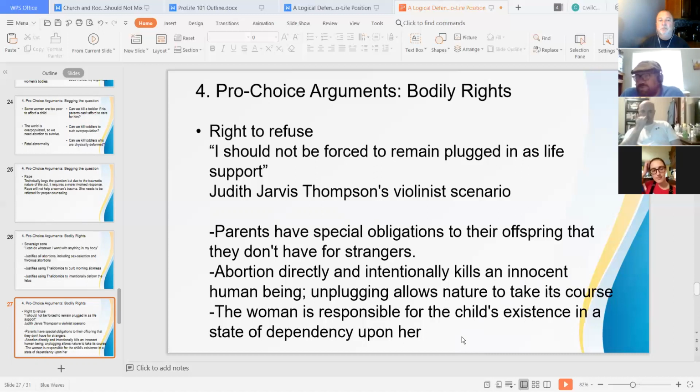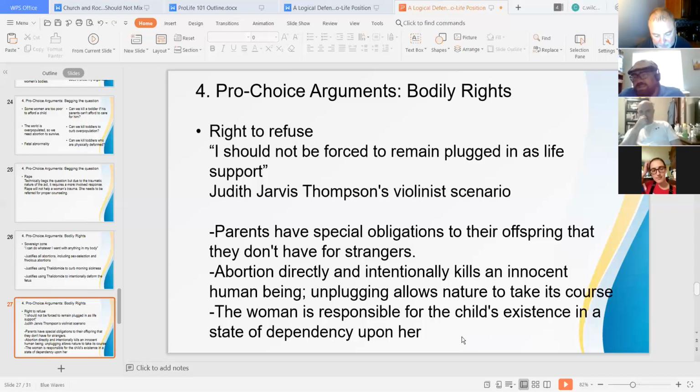But just like with the sovereign zone argument, this argument doesn't work for several reasons. In fact, I've written whole articles on it, and so have other pro-life writers and thinkers. There are a number of disanalogies between the violinist and pregnancy, but I've really just included probably the three biggest disanalogies here to show that this analogy does not really represent pregnancy. So the first one is that parents have special obligations to their offspring that they don't have for strangers.